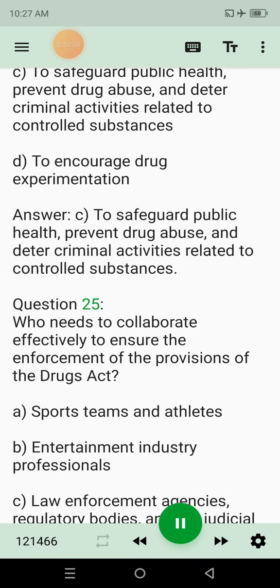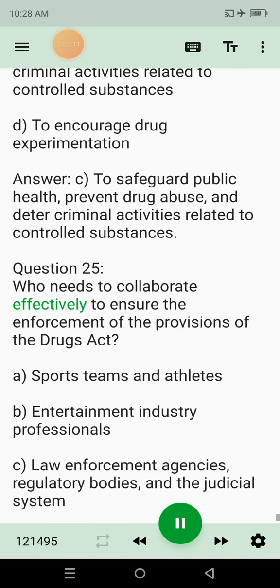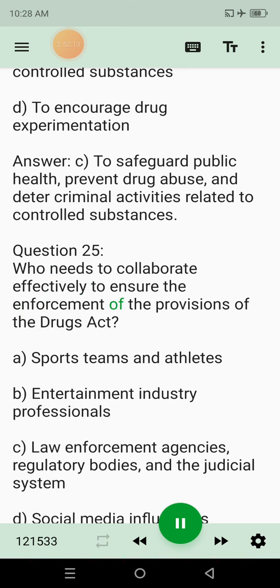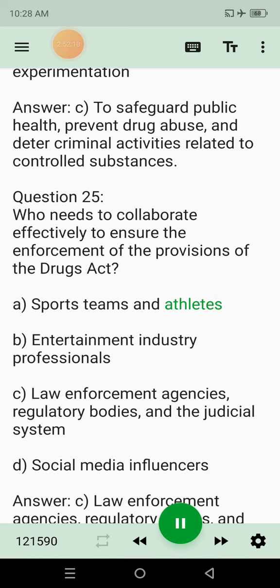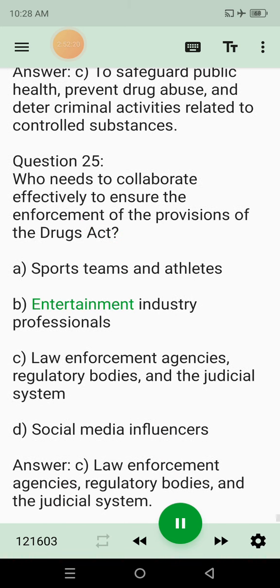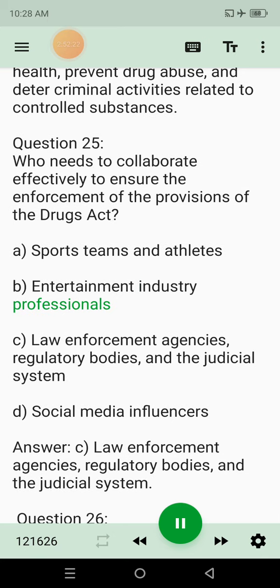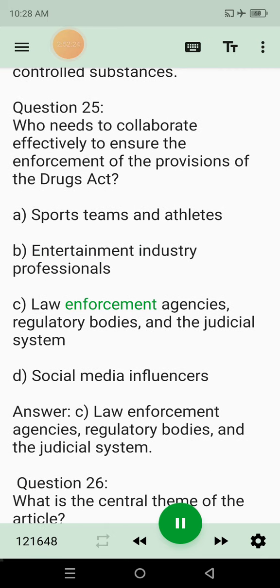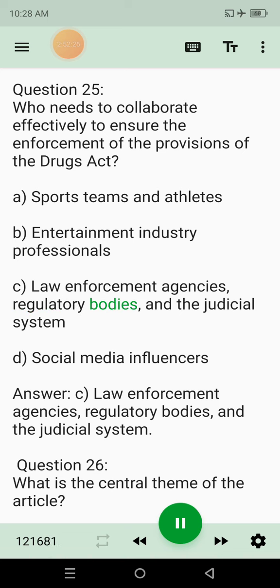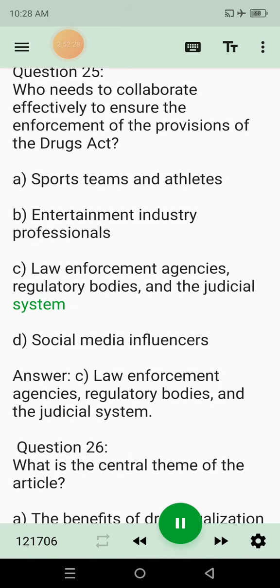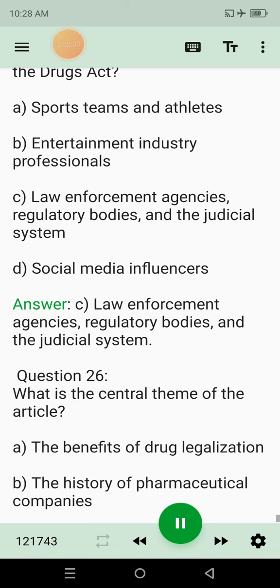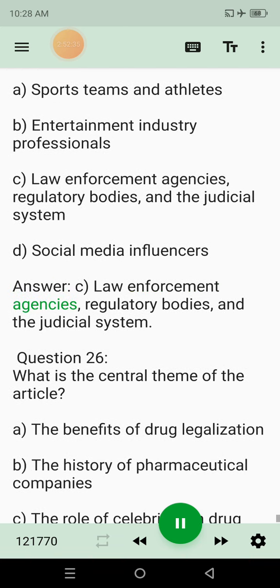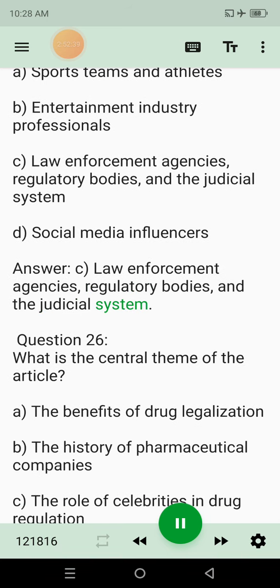Question 25. Who needs to collaborate effectively to ensure the enforcement of the provisions of the Drugs Act? A. Sports teams and athletes. B. Entertainment industry professionals. C. Law enforcement agencies, regulatory bodies, and the judicial system. D. Social media influencers. Answer: C. Law enforcement agencies, regulatory bodies, and the judicial system.